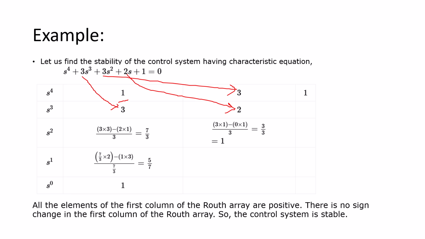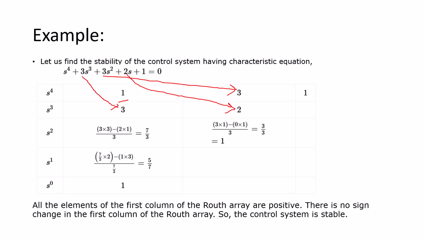Now for s square, we have to calculate it. How will we get that? 3 into 3 minus 2 into 1 by 3, so that is basically 7 by 3. Now for calculating this element, we have 3 into 1, and when we have nothing, we simply put 0. So 3 into 1 minus 0 into 1 by 3, that is basically coming 1.